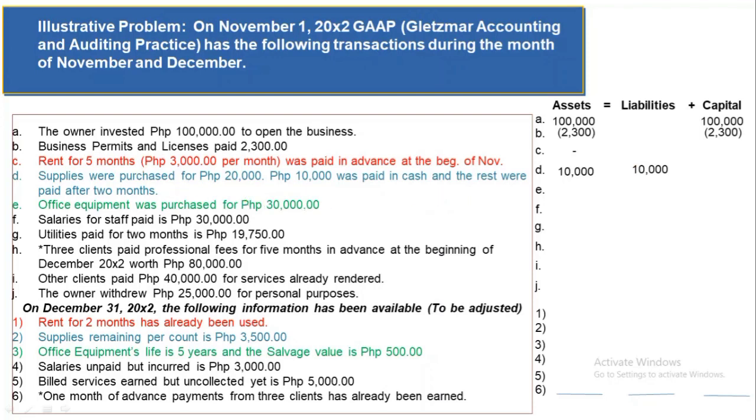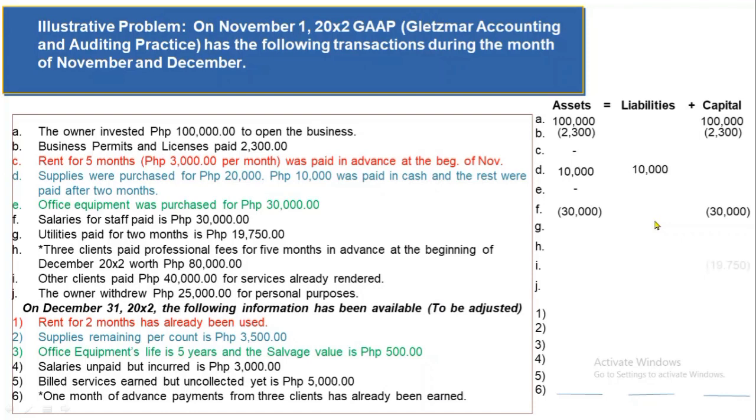In letter E, office equipment was purchased for 30,000. There is no effect on the total assets because even if we have received a new equipment, we lost cash also. So there is no effect. We are in effect just exchanging an asset with another asset. So letter F is another type of expense. So we just need to deduct the capital as well as the assets also. As well as letter G, which is also a type of expense, utilities for water, electricity, and etc.